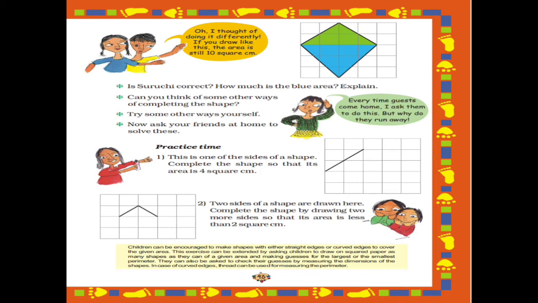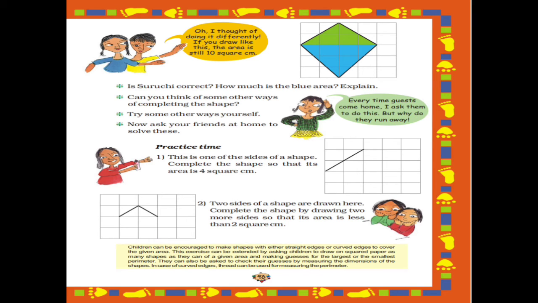Can you think of some other ways of completing the shape? Now this thing you have to do as a homework. You have to think and you have to draw in such a way that the shape is complete. Try some other way by yourself. Now ask a friend at home to solve this. This thing you have to do as your homework.